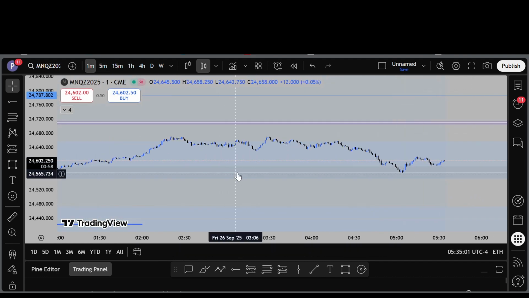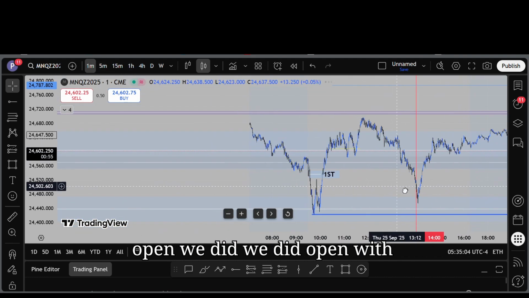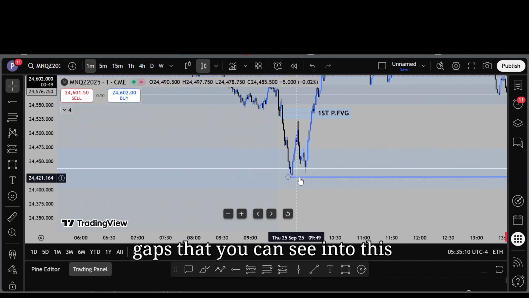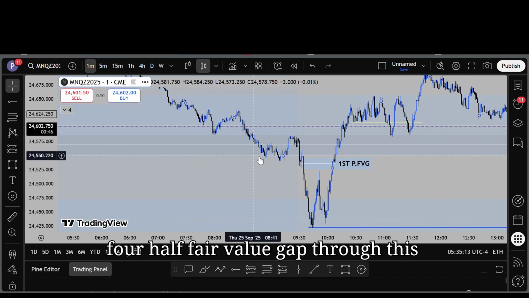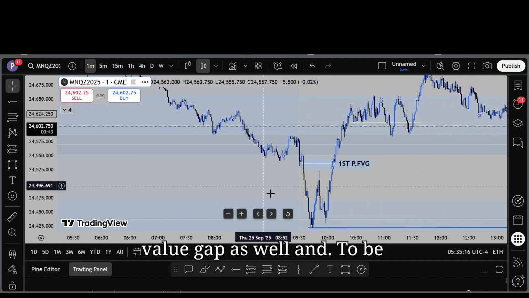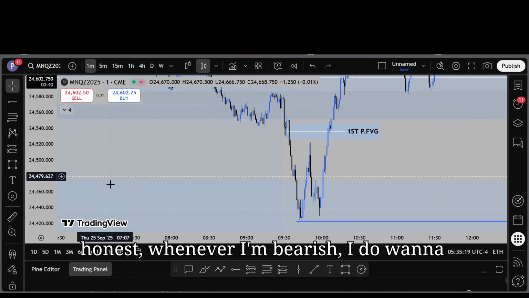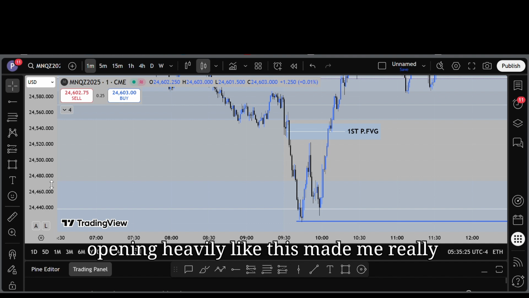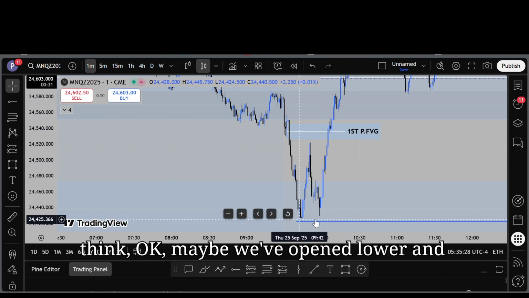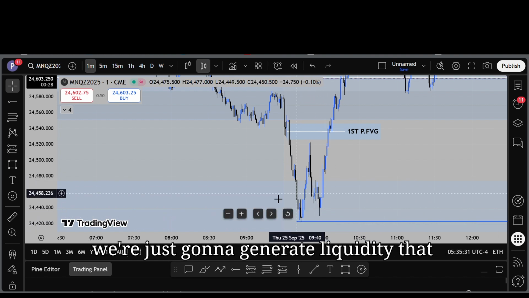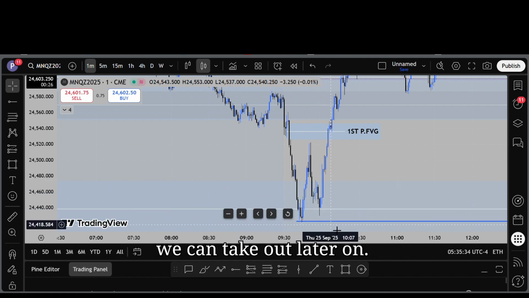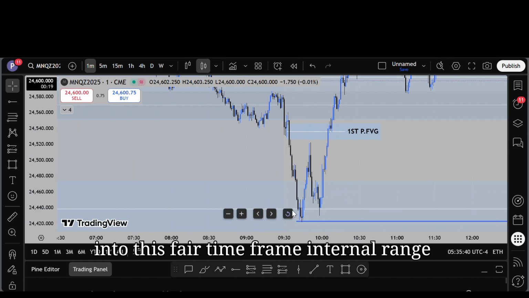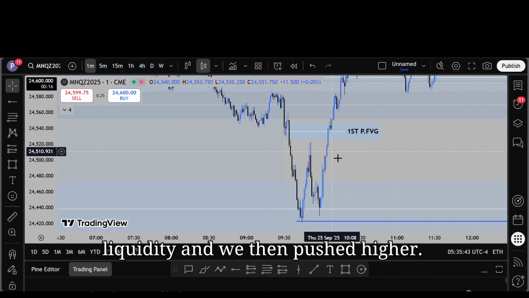However, at market open, we did open with price plunging lower into these fair value gaps. You can see into this 4-hour fair value gap, through this daily fair value gap, and the 4-hour fair value gap as well. To be honest, whenever I'm bearish, I do want to see buy-side liquidity taken first. So us opening heavily like this made me think, okay, maybe we've opened lower and we're just going to generate liquidity that we can take out later on. So eventually price opened, we traded into this time frame internal range liquidity, and we then pushed higher.